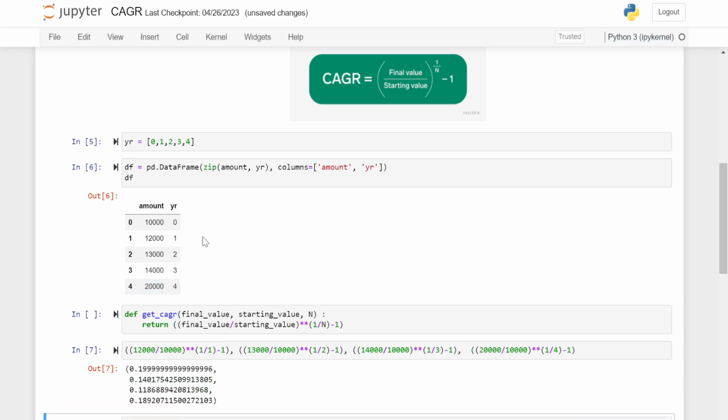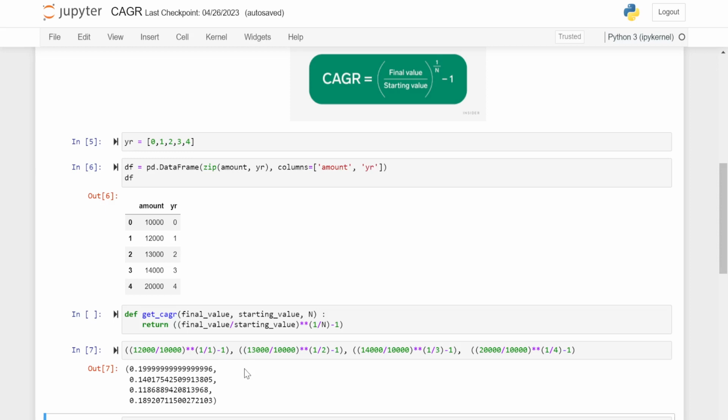See, here the rate is going to be 20%. Average growth rate is going to be 20% for this line. And for this, after 2 years, this 10,000 is becoming 13,000 at an average rate of 14.01%. After 3 years, 10,000 becomes 14,000, hence the percentage being 11.86. 10,000 is becoming 20,000 after 4 years, the percentage being 18.92. We have already calculated it like this.